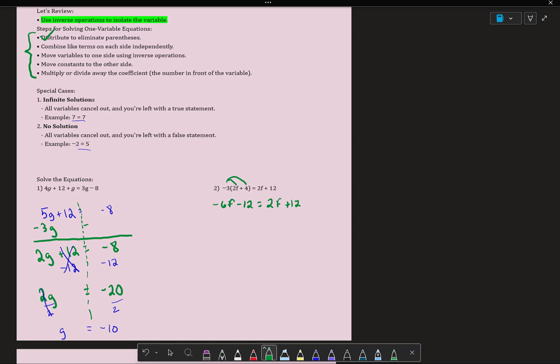Second step, combine like terms on each side independently. We don't have like terms on the left side or on the right side, so we can skip this step.